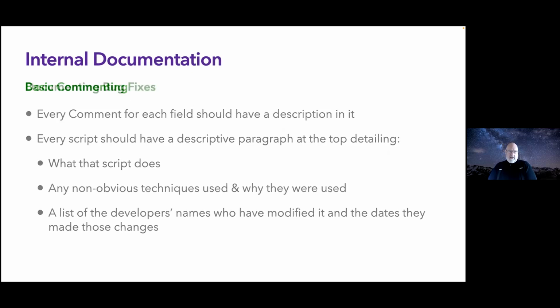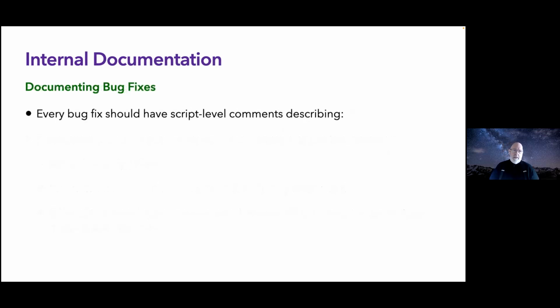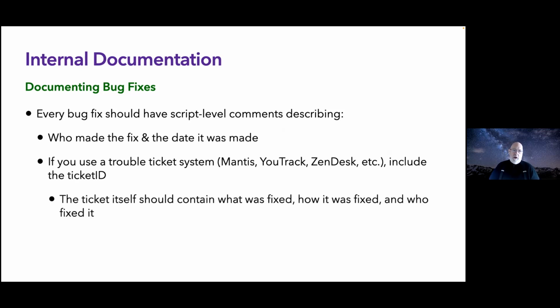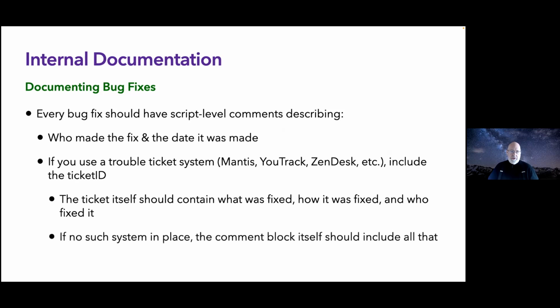That's just the basic. As far as documenting bug fixes, each bug fix should have script level comments, preferably inline if you are dealing with a formula where you can put a / and describe what's supposed to be going on in that line or in the script in that line. It should include who made the fix and the date it was made. And if you use a trouble ticket system like Mantis, UTrack, or Zendesk or whatever, include the ticket ID. And then the ticket contains what was fixed, how it was fixed, and who fixed it. And if no such system is in place, then the comment block should include that other information.